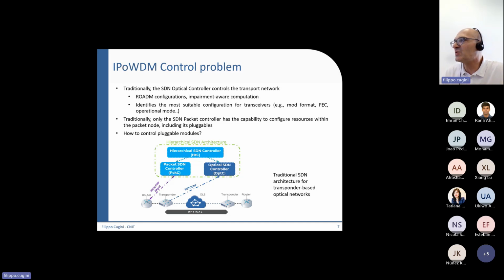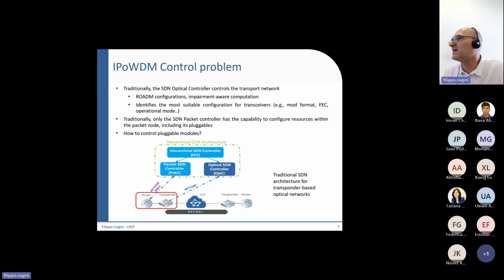But now, these two elements, the router and the transponders, are becoming a single element. So who is going to configure this unified element? The packet controller, the optical controller, both of them? How to manage this new type of device where there is no clear separation? So there has been, in the last few years, a lot of discussion on how to address this, how to move forward from a traditional approach.